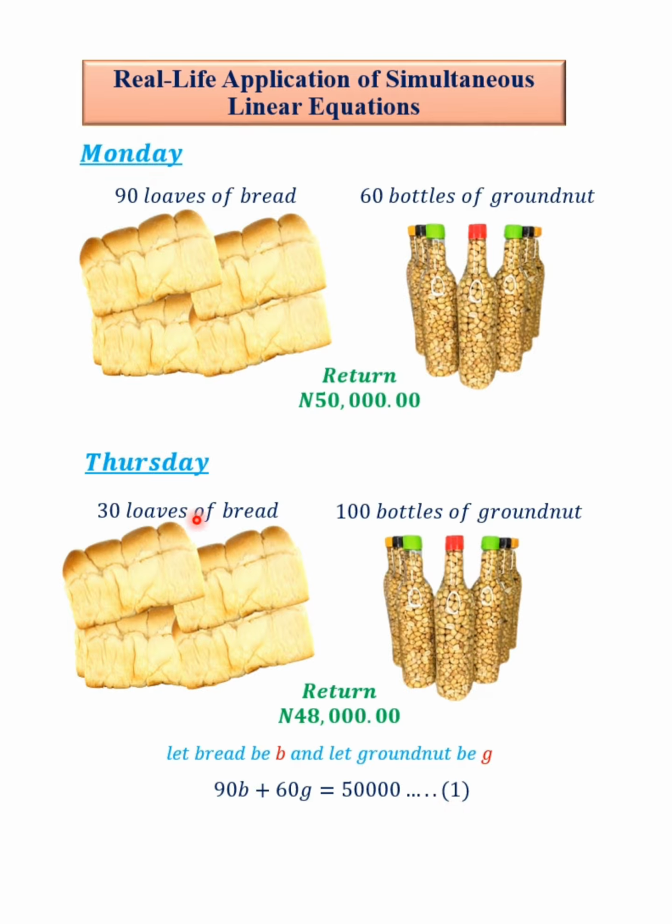He comes back and says, "On Thursday, I was given 30 loaves of bread and 100 bottles of groundnut to return 48,000." He calls this equation 2. Now we have two linear equations, which we can solve simultaneously to obtain the values of B and G, so that we know how much a loaf of bread will cost and how much a bottle of groundnut will cost. Follow me to the next page.